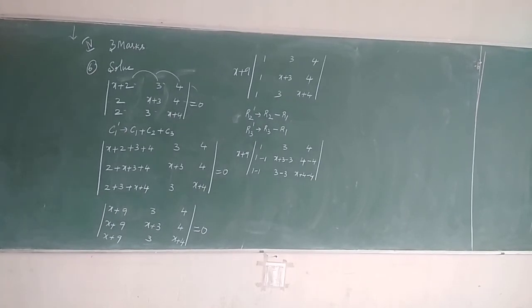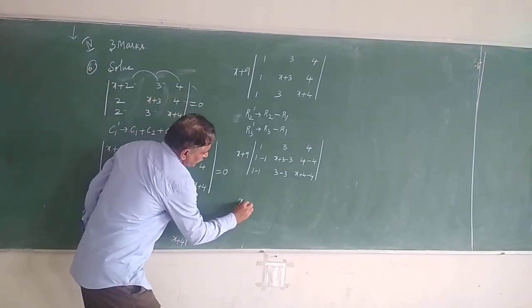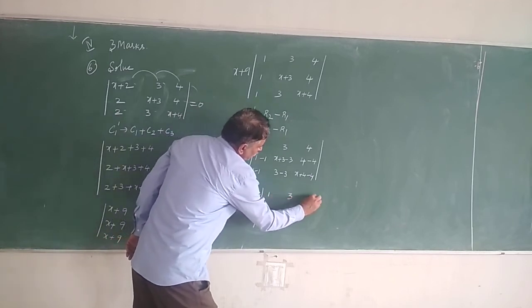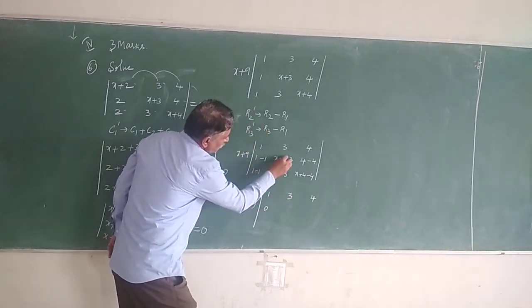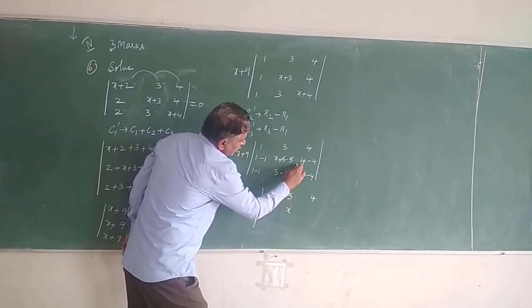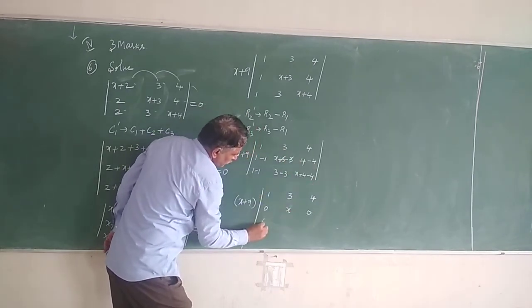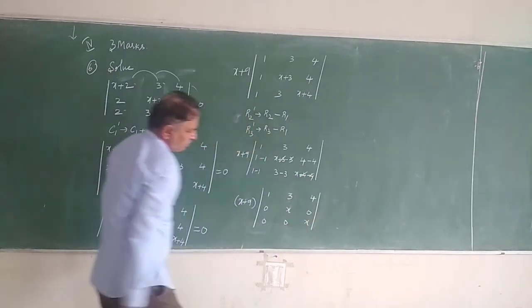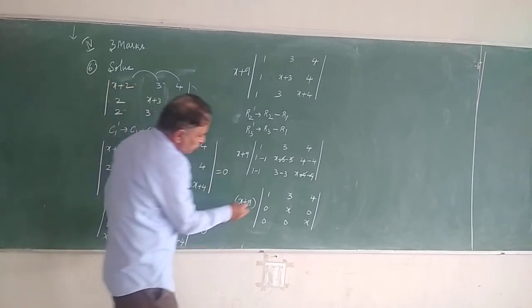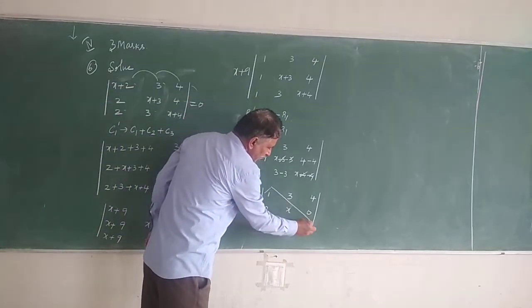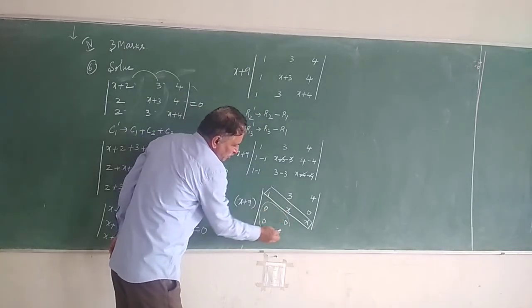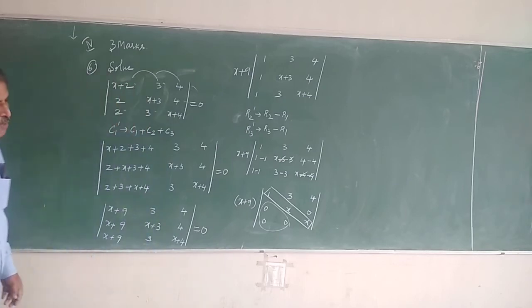Now what will I get? x plus 9, 1, 3, 4, 0, x. These two will give 0, 0, 0. It will give x. Now see, according to the property, this is the principal diagonal. The elements below the principal diagonal are 0.